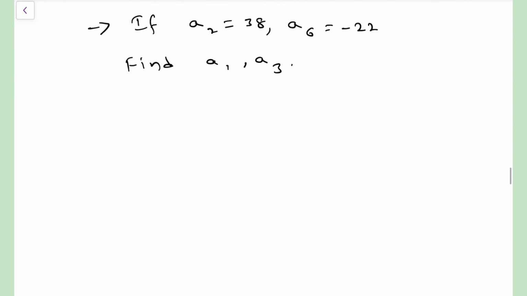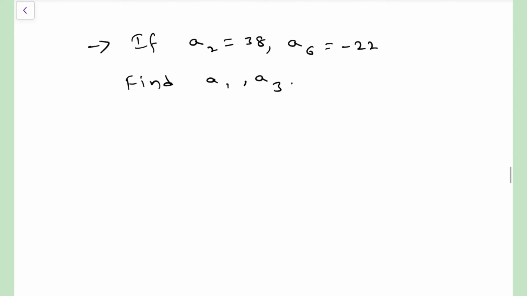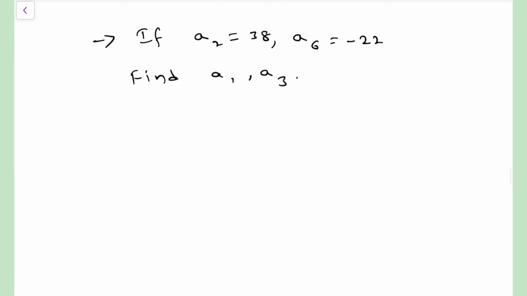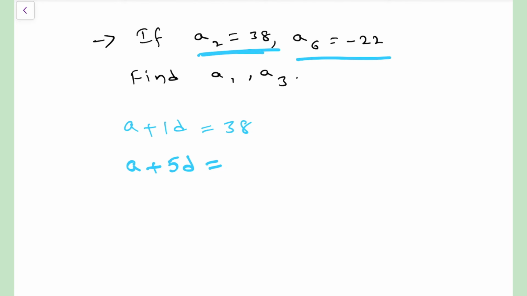Next, if a2 equals 38, a6 equals minus 22, then find a1 as well as a3. So here a2 is given as 38. What will be the formula for a2? a plus 1d, that is given as 38. Next, a6 is given as minus 22. So the a6 formula will be a plus 5d, that equals minus 22.